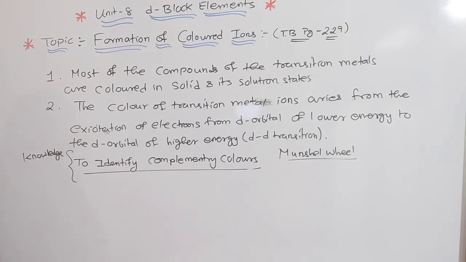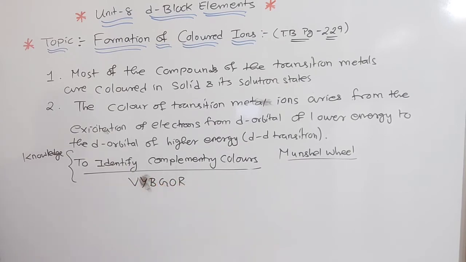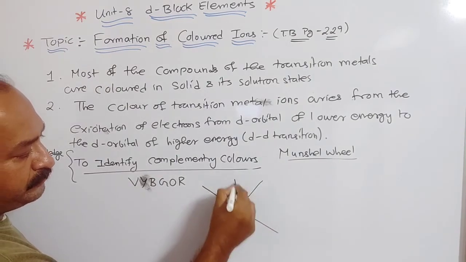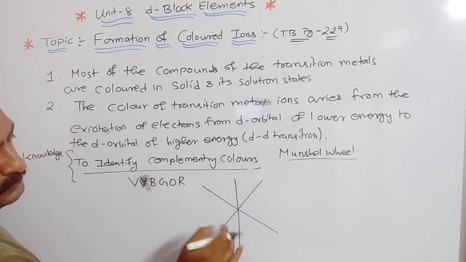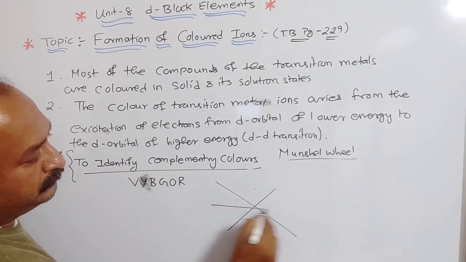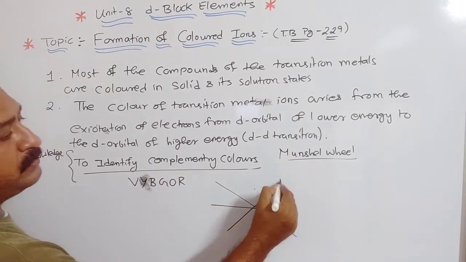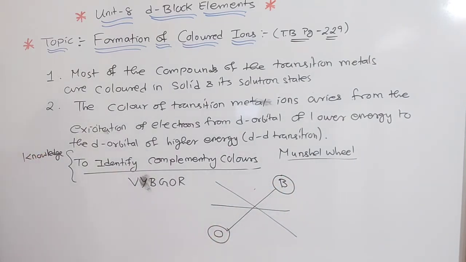Now, in that, what you have studied as VIBGYOR, you must study it. So a Munsell wheel is like this, with a total of 1, 2, 3, 4, 5, 6, six colors. Now, suppose this is blue color, the complementary of blue is orange.